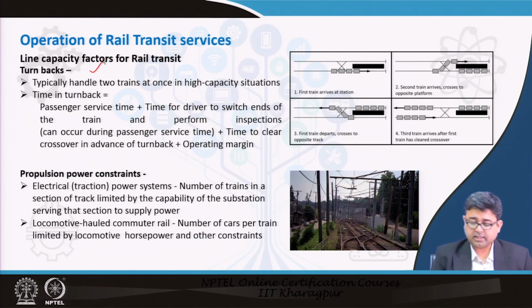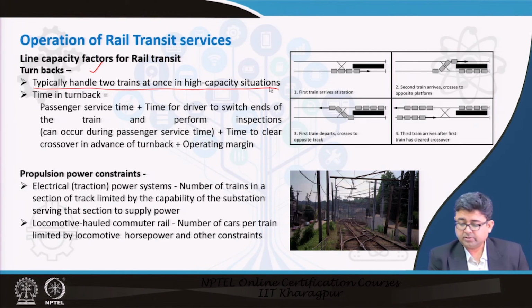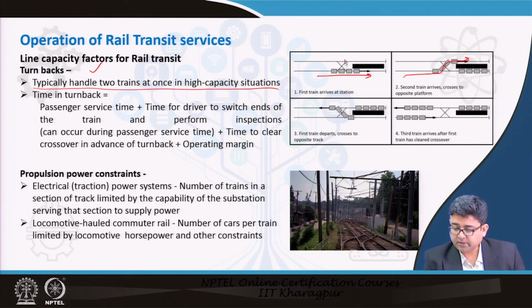Turnbacks are usually provided at railway stations, so that the station can handle two trains at once in high capacity stations. If the first train arrives and goes on one side of the station platform, the second train arriving can go at the other side, and that is why you provide this kind of railway crossing, which are called turnbacks.